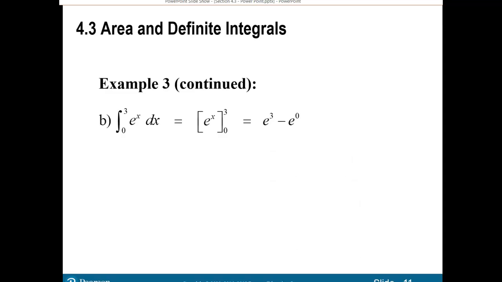Part B, definite integral from 0 to 3, e to the x dx. So the antiderivative of e to the x is itself, e to the x, from 0 to 3. Then we plug in 3, so e to the third, minus, then we plug in 0, e to the 0. E to the 0, however, is 1. So we get e to the third minus 1, which using your calculator should approximate to be about 19.086.